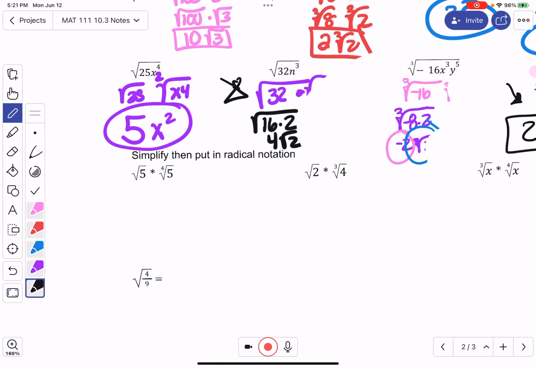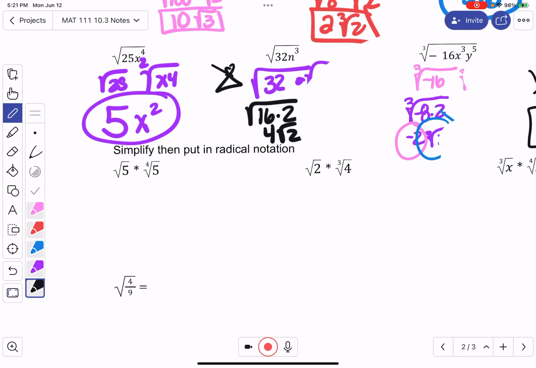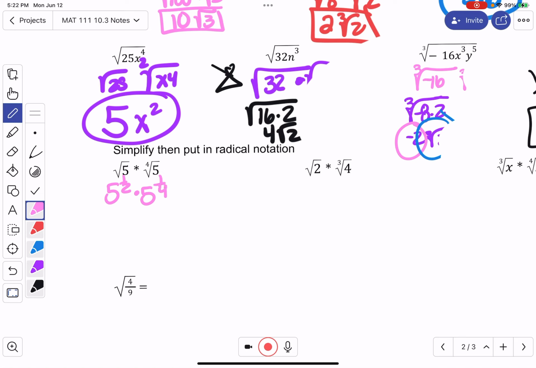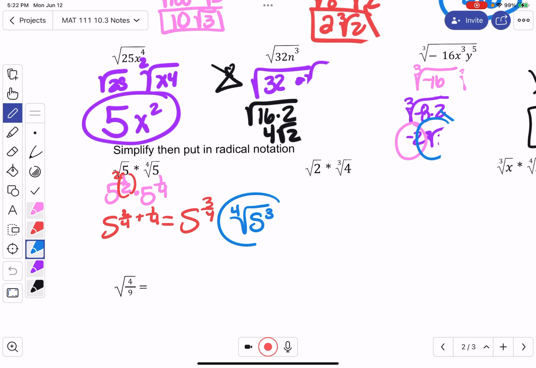All right, here, simplify, then put in radical notation. Now notice on this first one, this index is 2, this index is 4, so we can't multiply yet. We have to go back to our exponent rules. This first one is 5 to the 1/2. This one is 5 to the 1/4. So now I can add my exponents, multiply this by 2, and we get 2/4 plus 1/4 is 3/4. Now we put it back into radical notation, where we have the fourth root of 5 to the third.